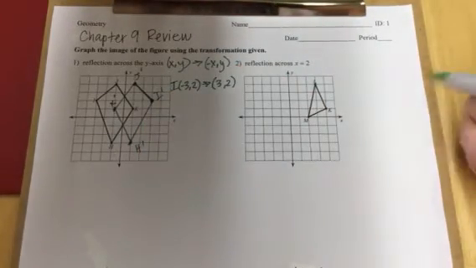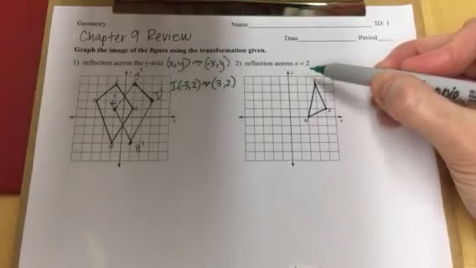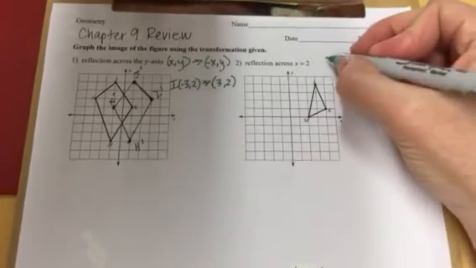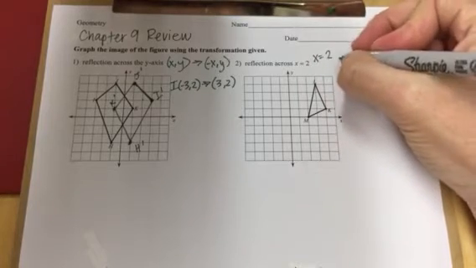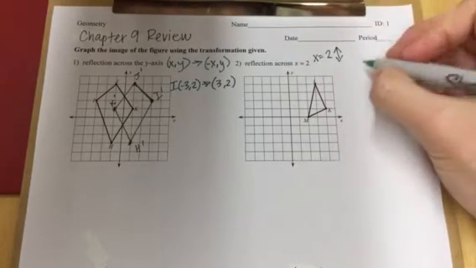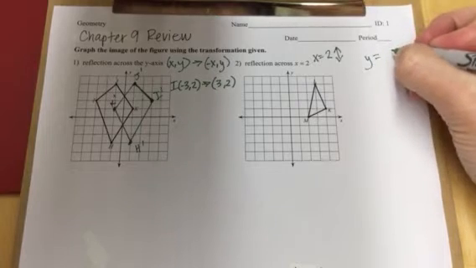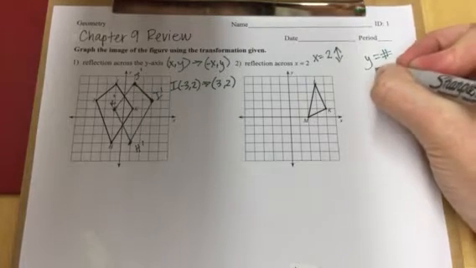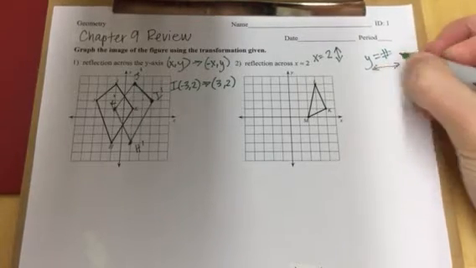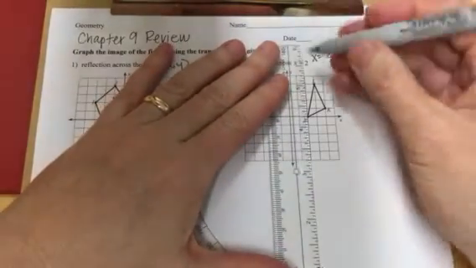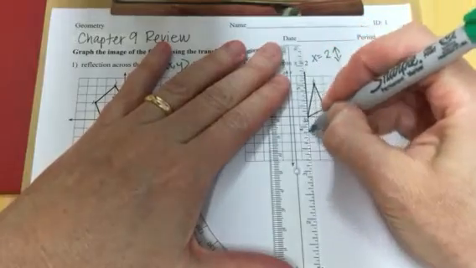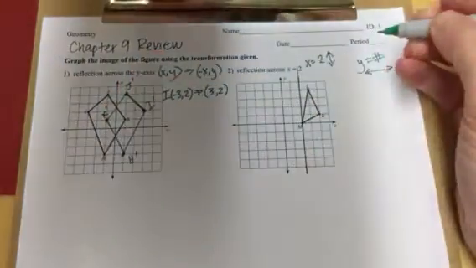Okay, number 2 is a reflection across the line x equals 2. So when we have a line that says x equals some number, like 2, that is going to be a vertical line at 2. If we were reflecting across some line, y equals some number, that would be a horizontal line. So this one, we're reflecting about the line, or across the line, x equals 2. That's the line right there.